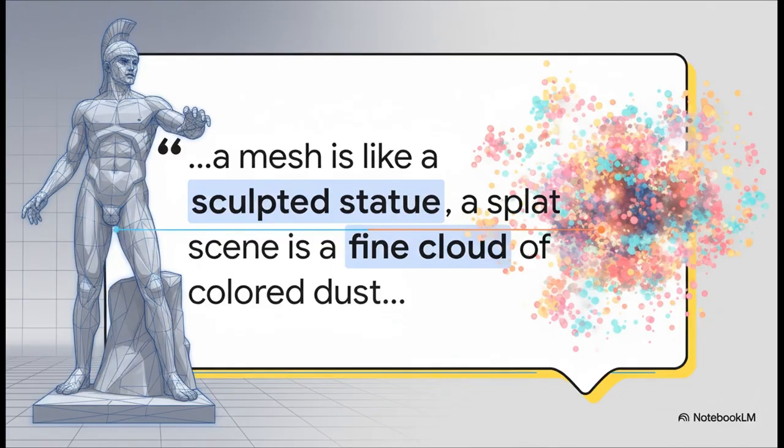A mesh is like a statue. It's rigid, it's solid, it has defined edges. A splat scene is more like a cloud. It's fluid, it's made of countless tiny points that create the illusion of a solid object, but with way more nuance. It's just a whole new way to think about what a 3D object even is.